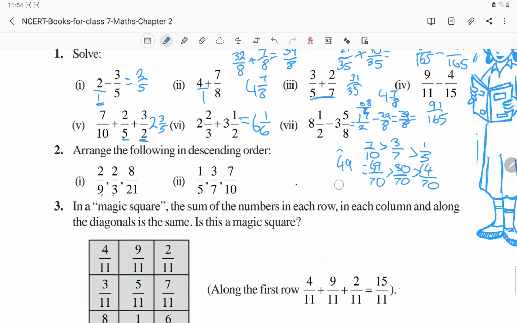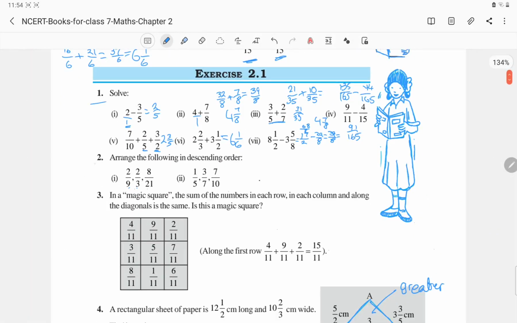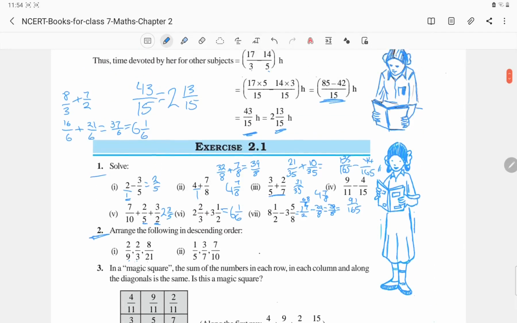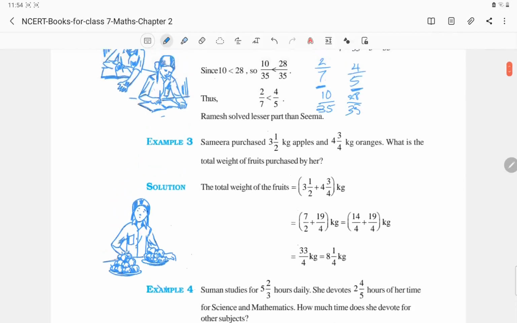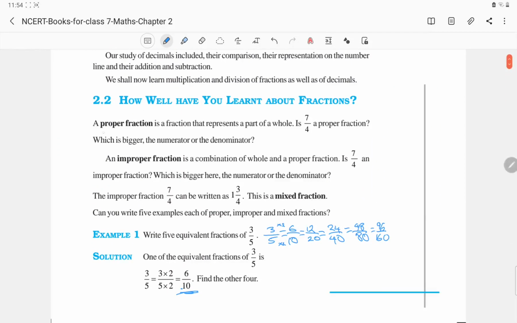I hope you enjoyed this fractions lesson. So we did question number 1 and question number 2 for exercise 2.1, and I did some examples with you, and I told you what a proper fraction, improper fraction, and a mixed fraction is. Make sure you remember the definition of a proper fraction, improper fraction, and a mixed fraction, because I'll be asking you next lesson.